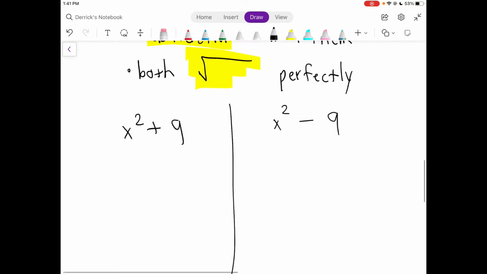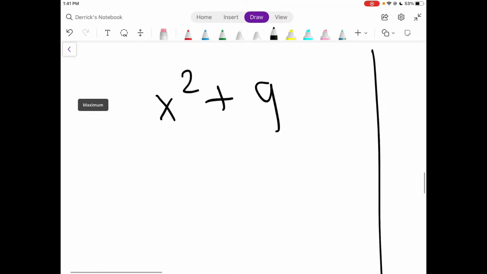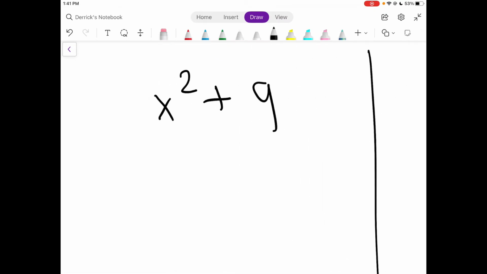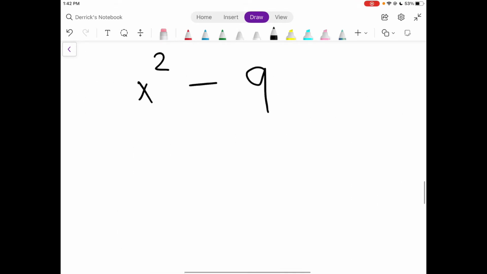So for a couple examples here, if we look at x squared plus 9 to begin with, this would be an example of something that you cannot factor using the difference of two squares. There are two terms, and they are both squares, but it's addition between them. And if all three requirements aren't satisfied, this will not work.